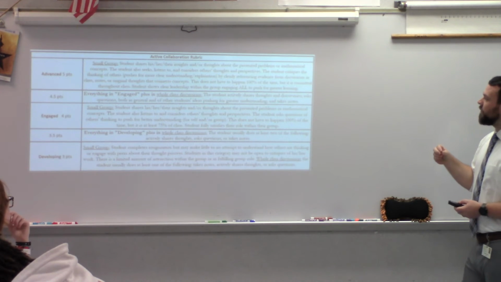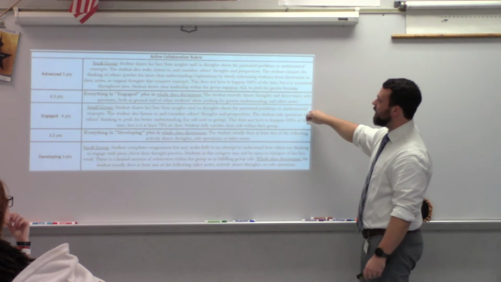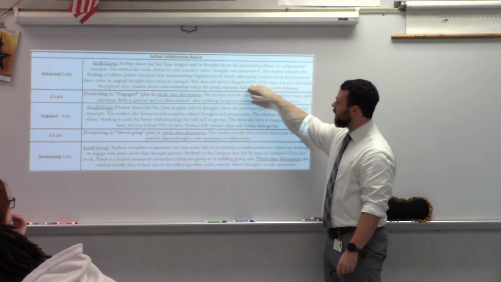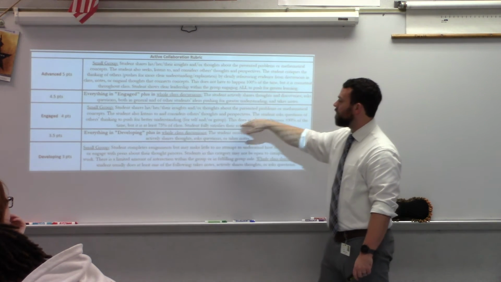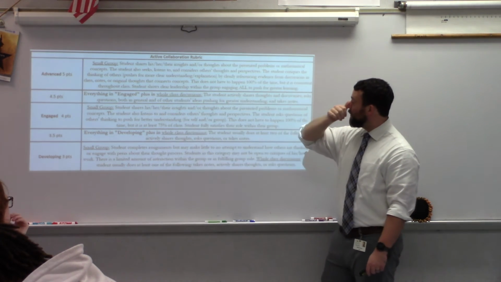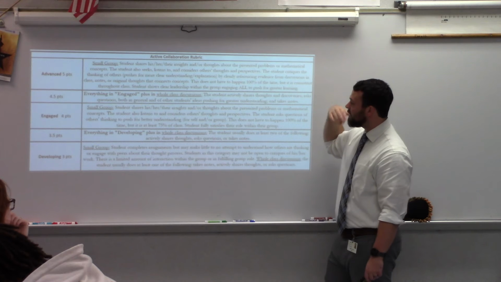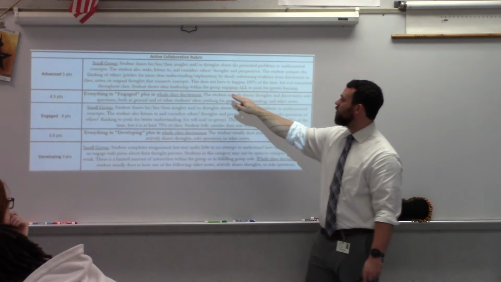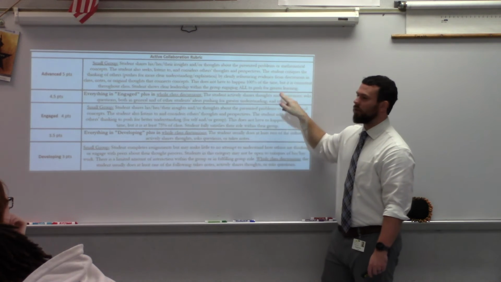In a 5, you're doing everything at the engaged level, but you're going beyond that. You're not working 100% of the time, right? Notice it has to be at least 75% of class for engaged. It doesn't have to be 100 to be at a 5, but it needs to be consistent. But the big thing is that you're showing clear leadership within the group, engaging all to push for greater learning.